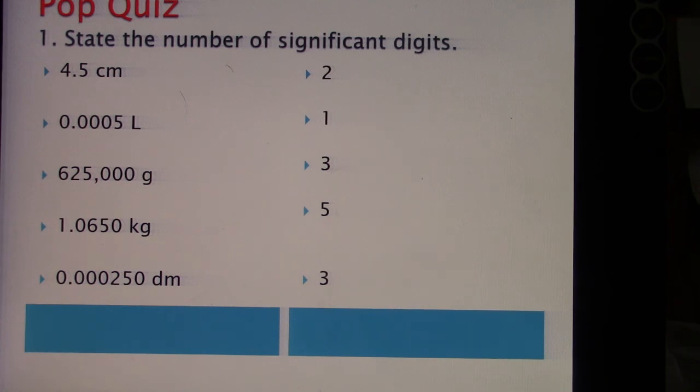This one emphasizes the rule. With a decimal, zeros to the left, no. These are not significant. Zeros to the right, yes. So left, no. Right, yes. That's 3 significant figures.